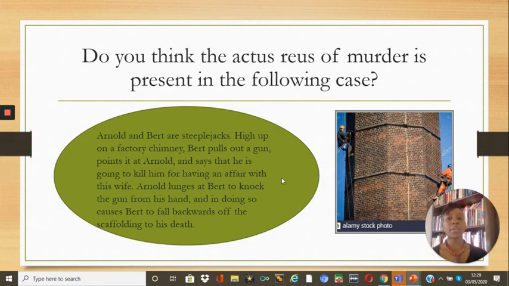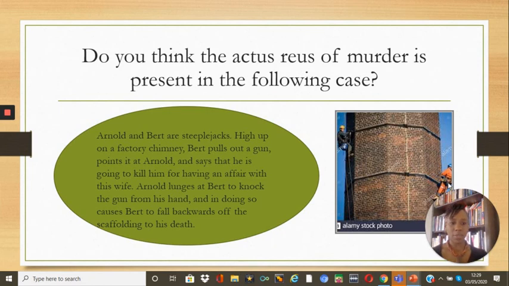reus of murder is present in the following case. The facts are as follows. Arnold and Bert are steeplejacks. Steeplejacks, you see the photo with the two steeplejacks? Right. So apparently these people fix chimneys. I did not know what steeplejacks were until very recently. Let's leave it at that.